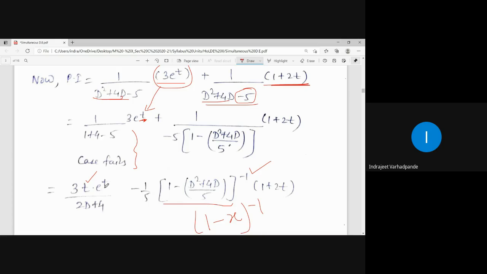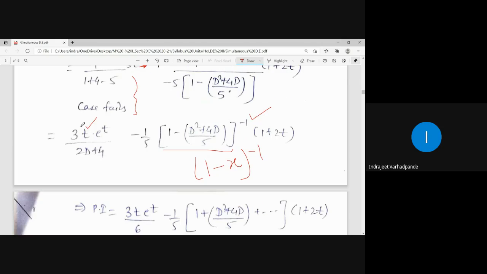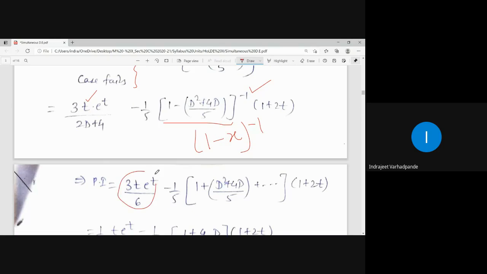Now if you put the value of d as 1, it will be non-zero. So 3 by 2, 2 plus 4 is 6. 3 by 6 is 1 by 2. This is clear. Now till where will we be expanding? Only till the first term, because only the first order derivative exists.